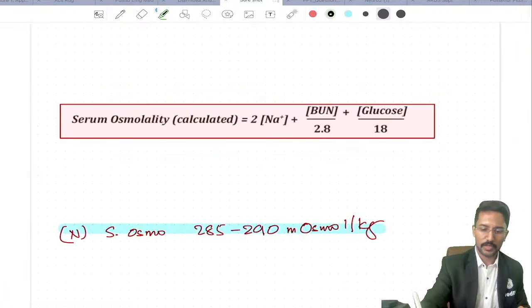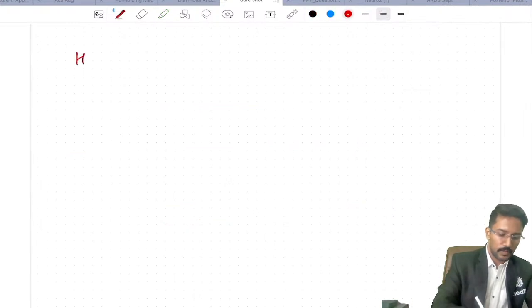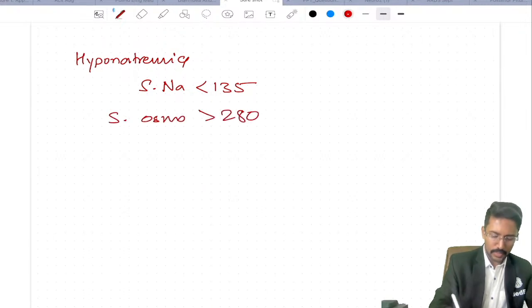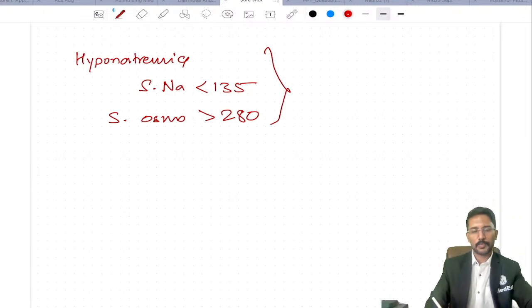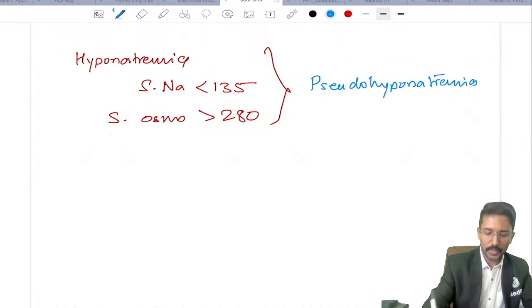Hyponatremia with serum osmolality normal or increased? Hyponatremia means your serum sodium is less than 135, and your serum osmolality is more than 280. Can we see such a picture? Yes. What we call this as? We call it pseudohyponatremia. Why are we calling it a pseudohyponatremia?